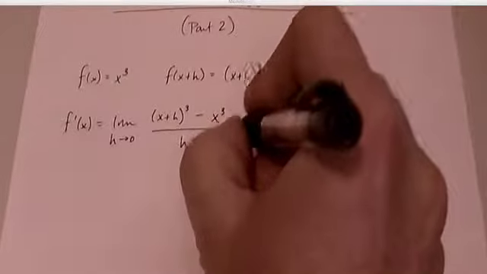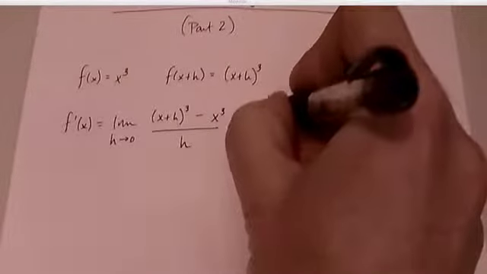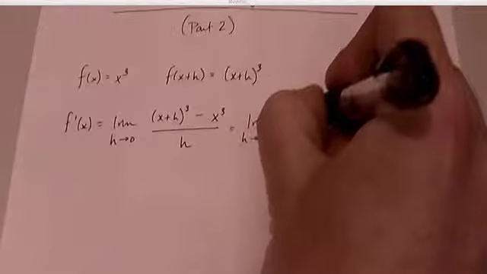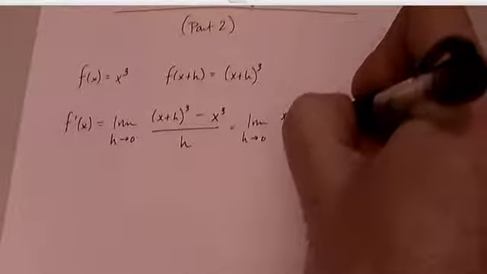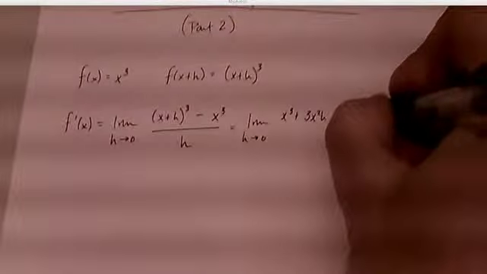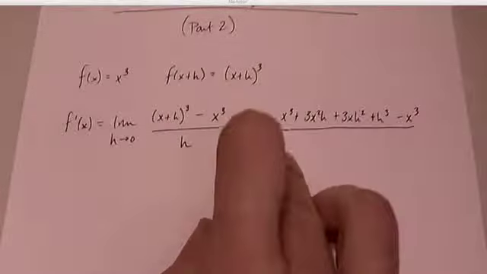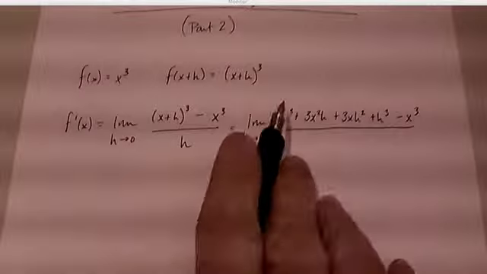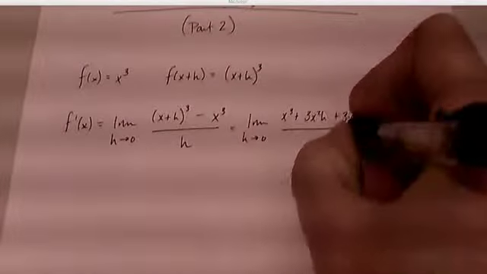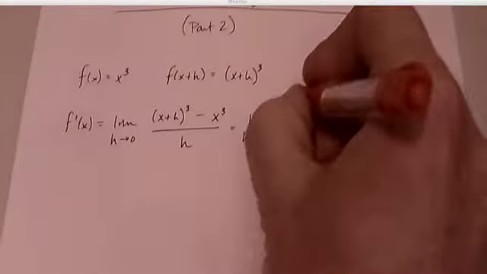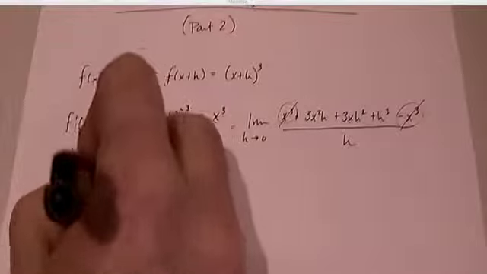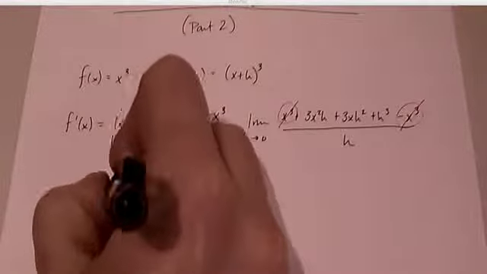So I need to expand that binomial cubed. If I remember Pascal's triangle, which I do, and I hope you do too, you get 1, 3, 3, 1. And from here, just like when I did the x squared, I notice that the leading term cancels out with the one that you're subtracting. And so I get the limit as h approaches 0.